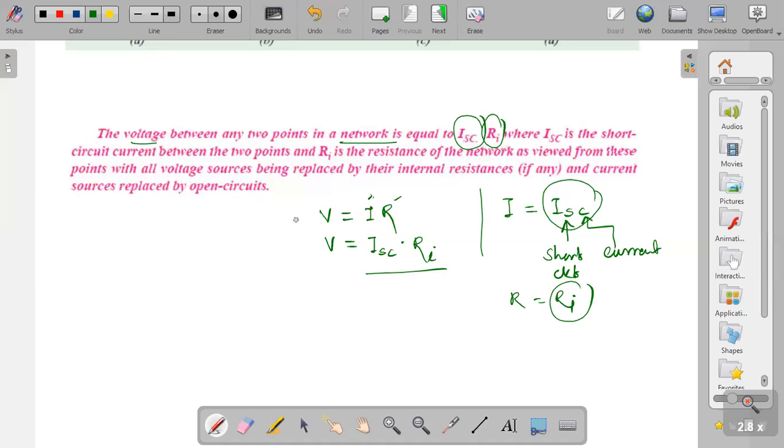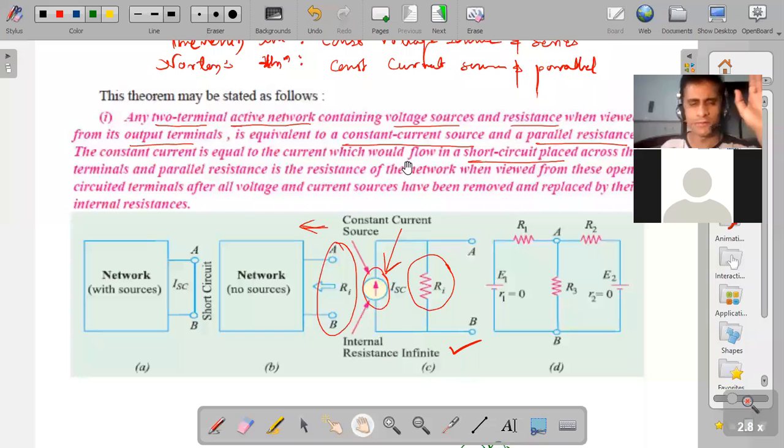And dear student, in case of Norton theorem, if your circuit is with constant voltage source and resistance network, therefore remove that constant voltage source and replace it with a constant current source and resistance with parallel network. Very good. This is your network with constant voltage source as well as resistive network, and replace that constant voltage with constant current source and resistive network with parallel resistance. This is about the Norton theorem.